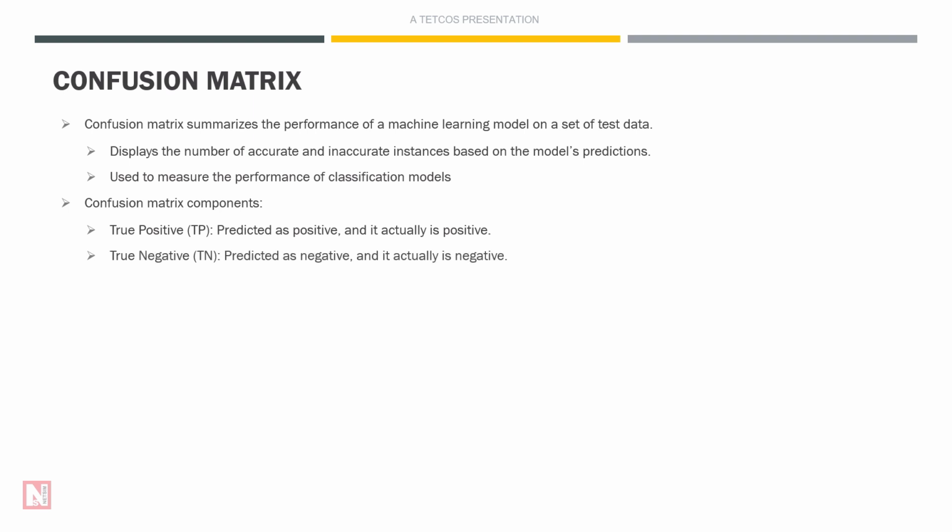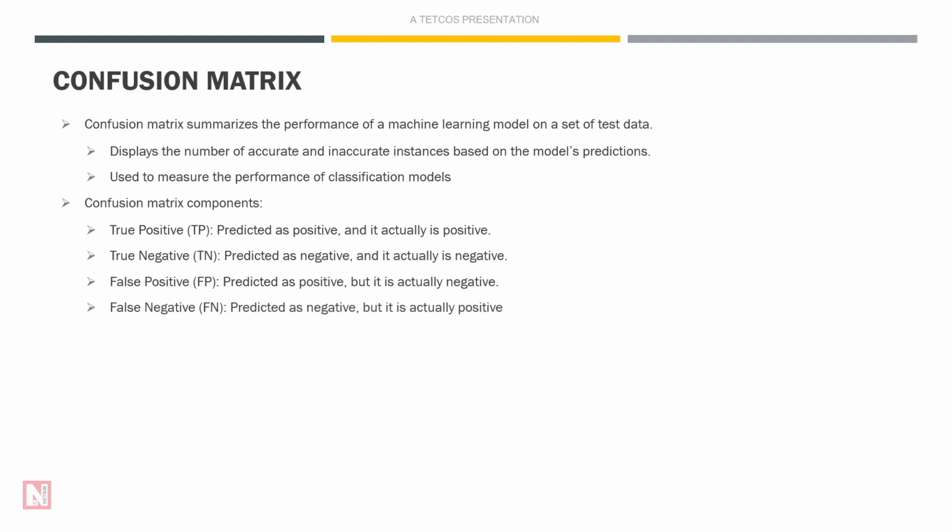The model correctly identifies a negative case, such as detecting a malicious node as malicious. False positive: the model misses a malicious node and labels it as normal. False negative: the model wrongly flags a normal node as malicious. From the confusion matrix, we derive key performance metrics.